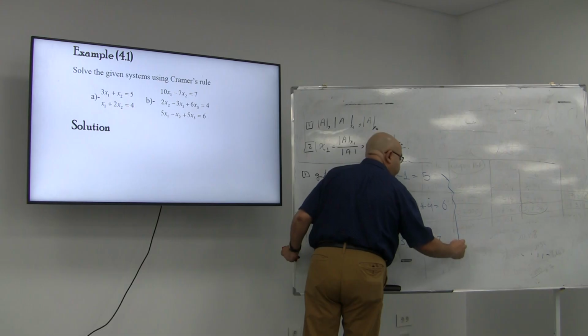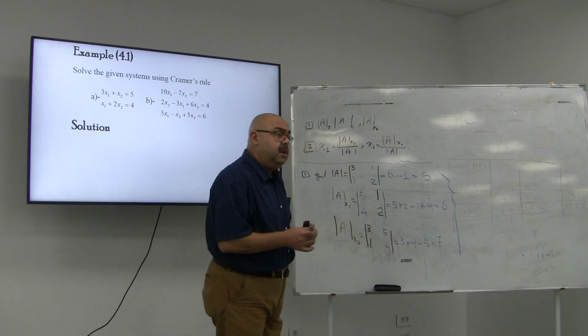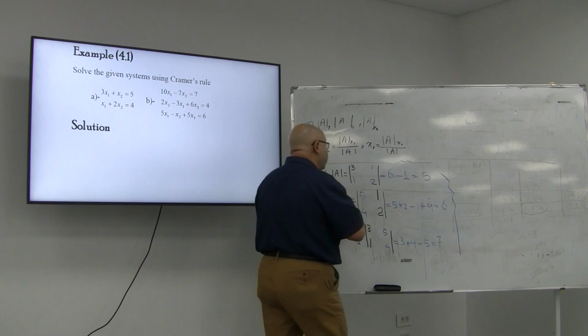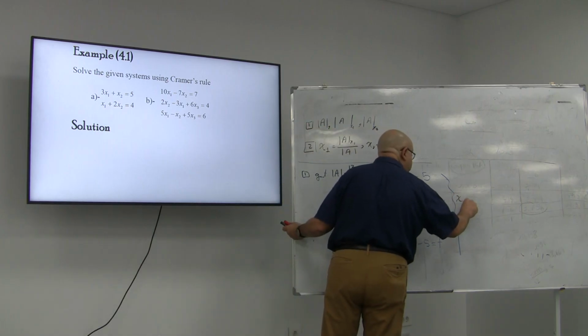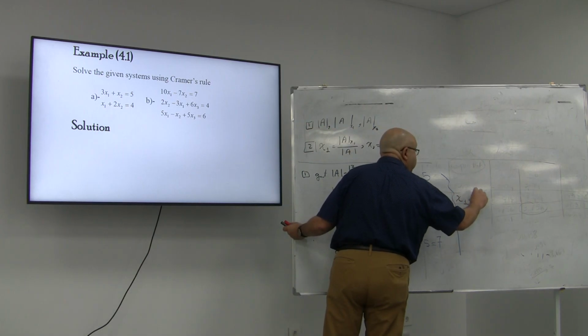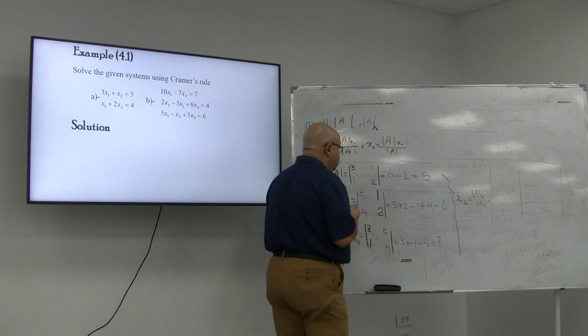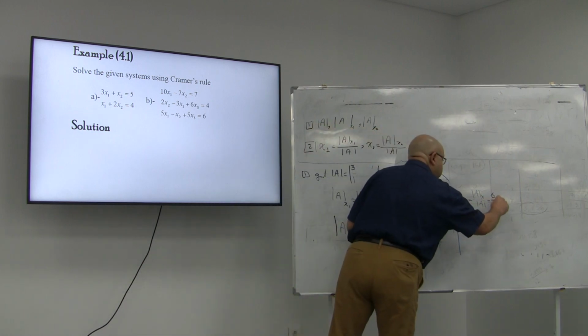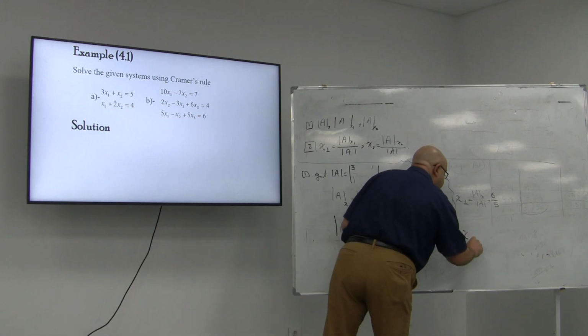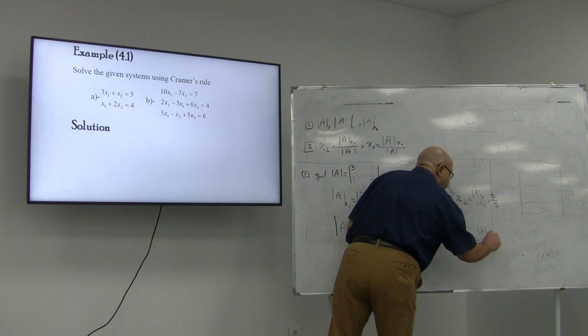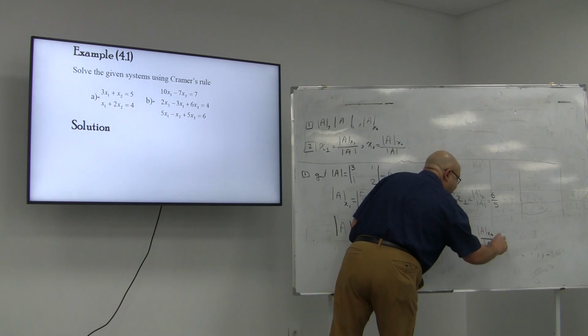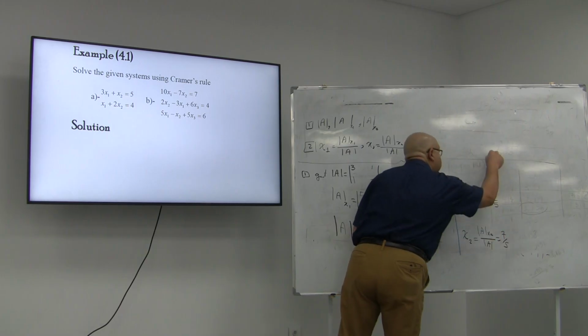All I have to do is to evaluate now the value of x1 and the value of x2. So the value of x1 will equal the determinant of x1 divided by the coefficient matrix determinant. So all I have to do is to simply get 6 over 5. The value of x2 is also very simple, the determinant of x2 divided by the determinant of A, which is going to be 7 over 5. You are all set. Done.